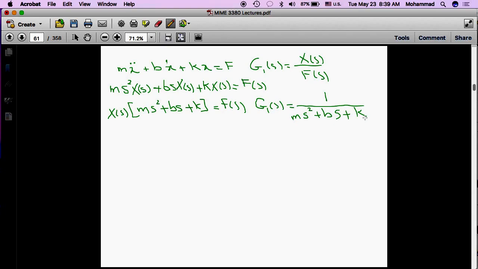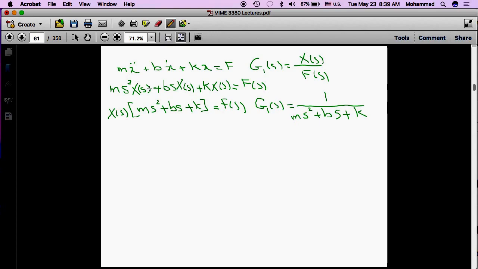So if you look closely, the denominator of the transfer function is very similar to what? It's very similar to the differential equation. So essentially, the denominator of the transfer function carries a lot of information. As we go forward, we'll see it carries a lot of information about how the system behaves. How the system behaves is embedded into the denominator of this transfer function.